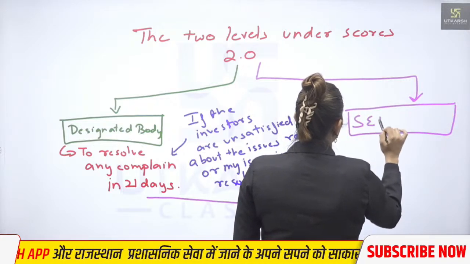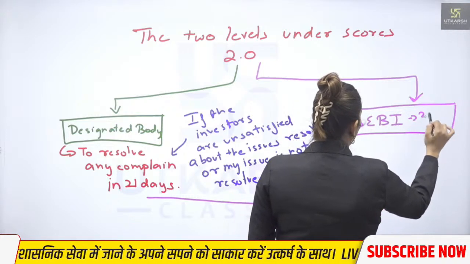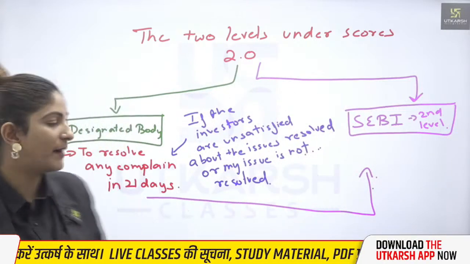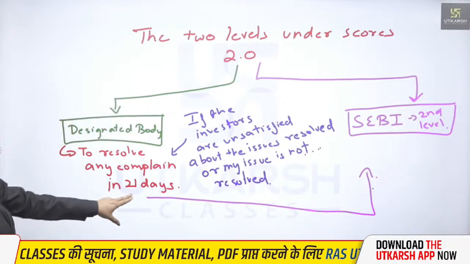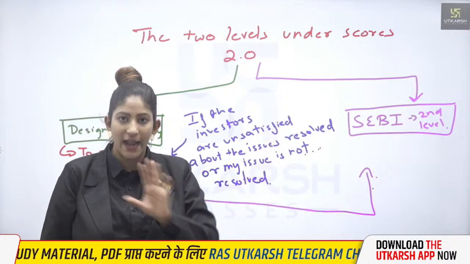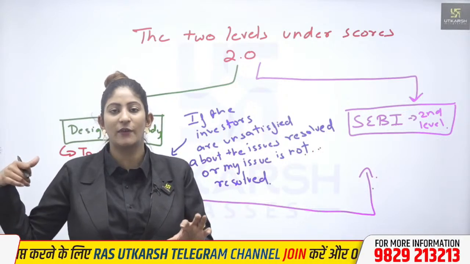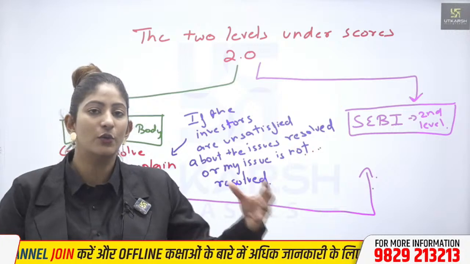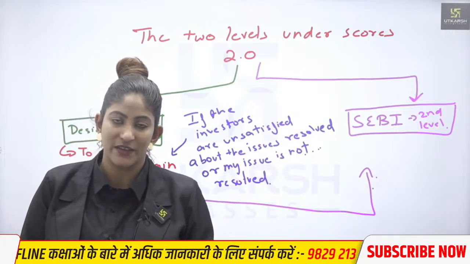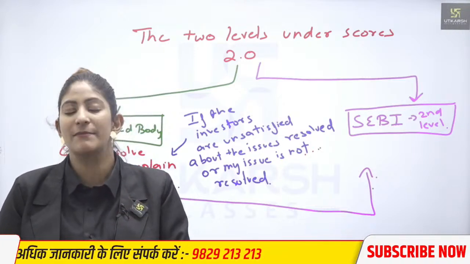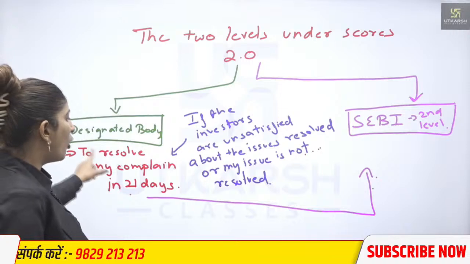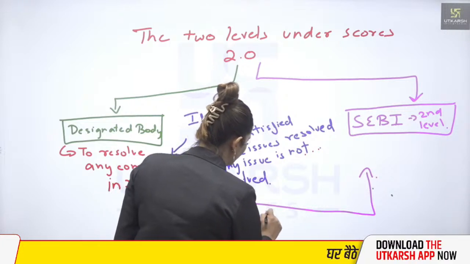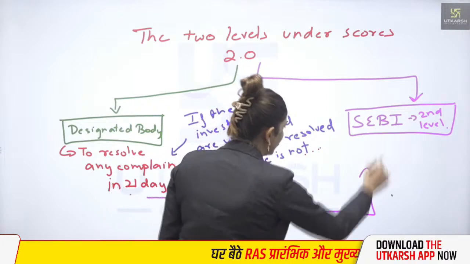The Securities and Exchange Board of India will be the second level, and this will increase accountability on the part of the designated body, that you have to resolve my complaint in 21 days. If the investor is not happy, even if it is resolved from the perspective of the designated body that we have resolved your complaint, but I am not satisfied, then I can do it at the second level, which is SEBI itself. And if my complaint doesn't get resolved in 21 days, it will be auto routed to SEBI. So, this is an auto routed complaint to SEBI.